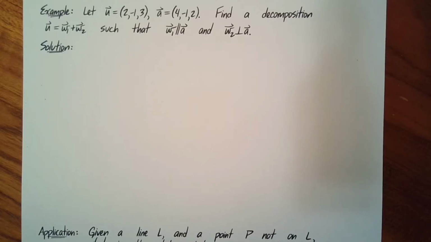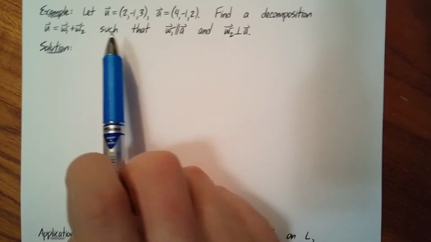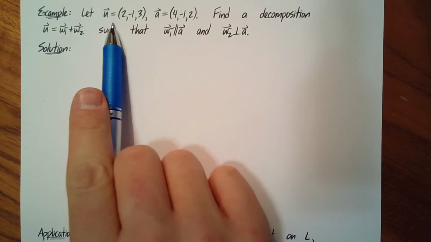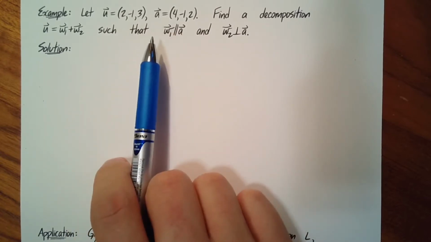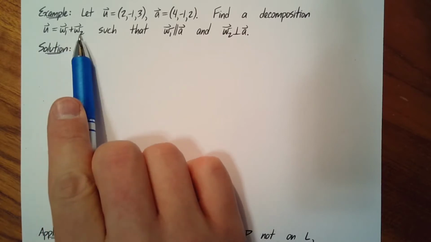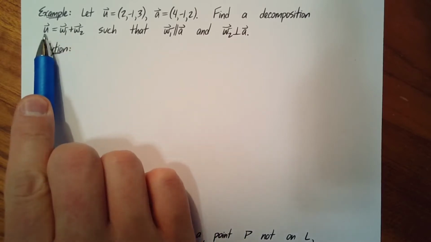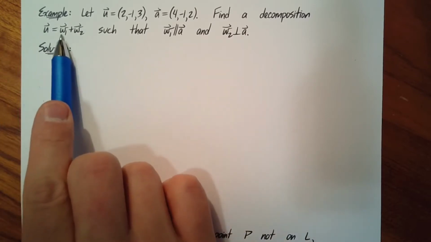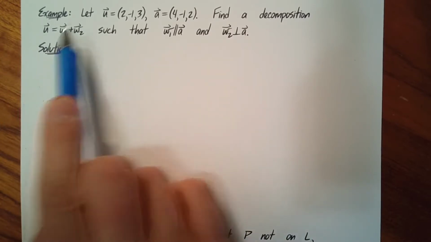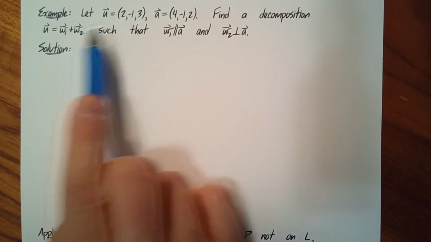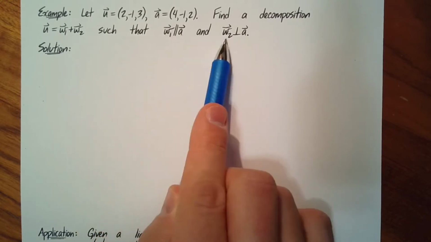So let's take a look at an example of the projection theorem in action. In this example, we've got two vectors in R3. We've got u and a given in terms of their coordinates right here. We're asked to find a decomposition u is equal to w1 plus w2. In other words, to break u up into the sum of two vectors w1 and w2 such that w1 satisfies the property that it's parallel to the vector a, and w2 satisfies the condition that it's orthogonal to a. That's what these two statements here are saying.